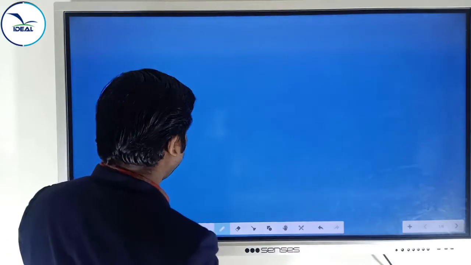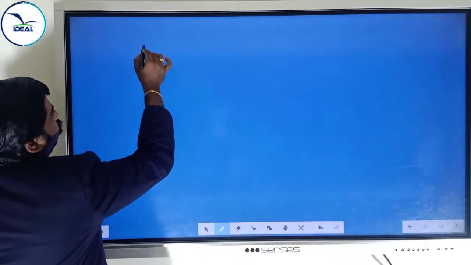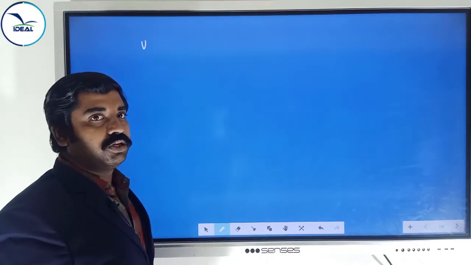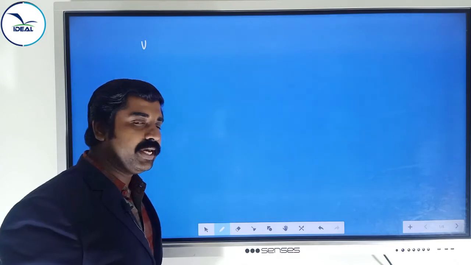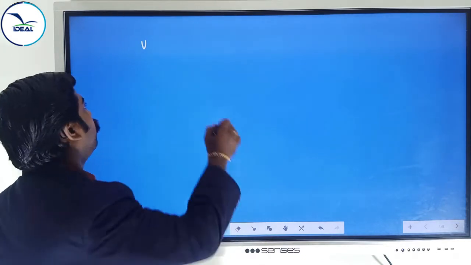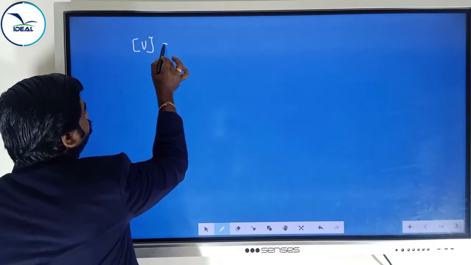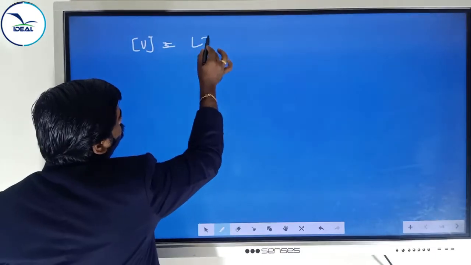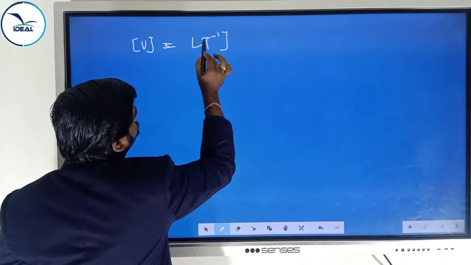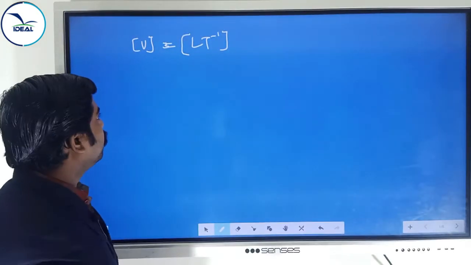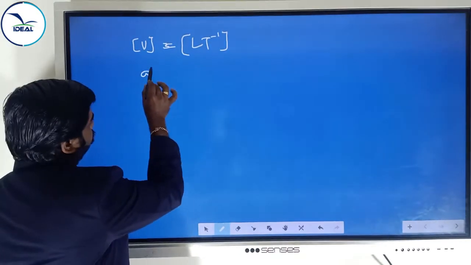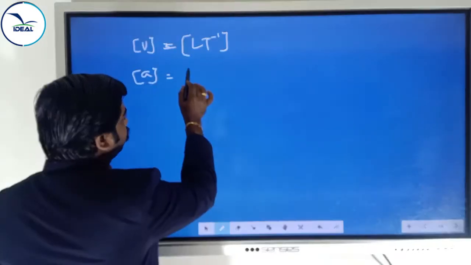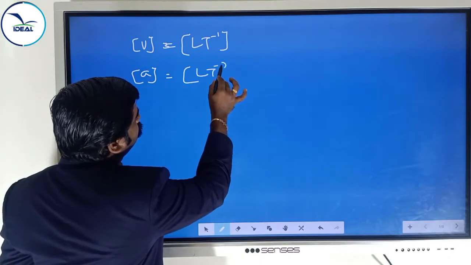First one, velocity V. What is the dimension of velocity? We know that velocity is equal to displacement by time. So the dimension of velocity is equal to LT raised to minus 1. And what is the dimension of acceleration? Acceleration is velocity by time. So its value is LT raised to minus 2.